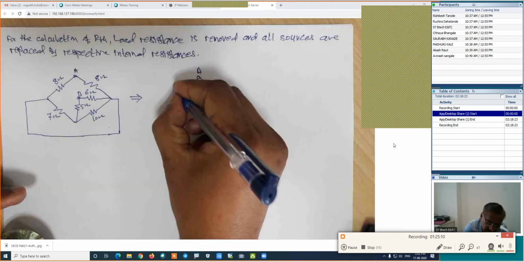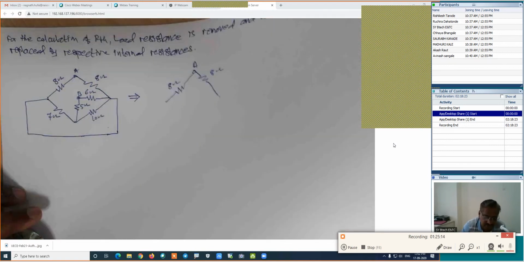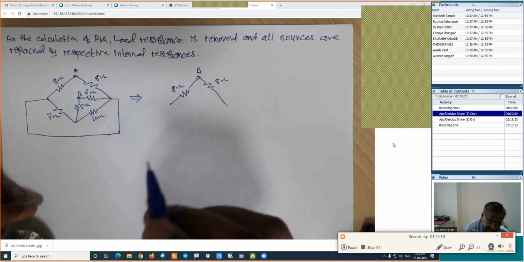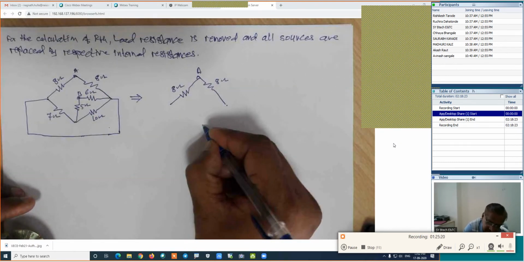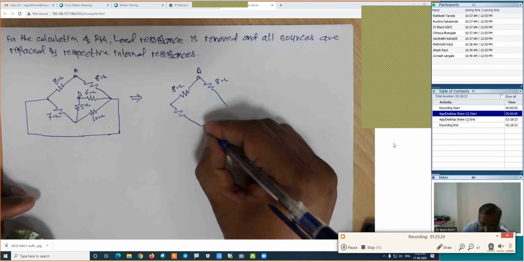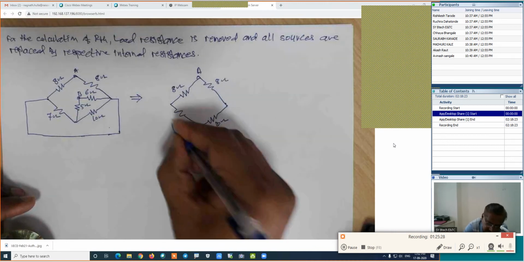This is 8 ohm resistance. This is also 8 ohm resistance. Is it right? I will check it out. Both resistances are 8 here. This is 8. Fine. Here is this 7 ohm resistance. I will keep it as it is. This 10 ohm resistance I will keep as it is. This is 10 ohm. This is 7.